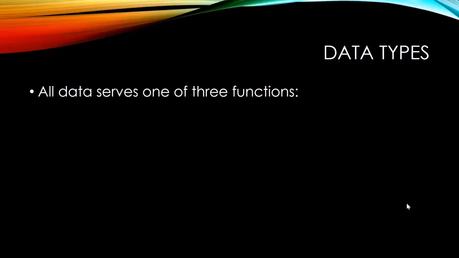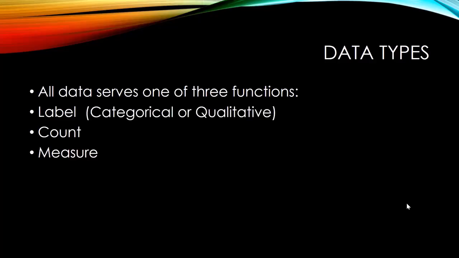So let's get into data types. All data serves one of three functions. It could be a label, it could be a count, or it could be a measure. If data is serving as a label, we call that categorical or qualitative. Different textbooks will use one or the other term. If you're taking me as an instructor, both are acceptable. I don't care which of those words you use to describe your data.